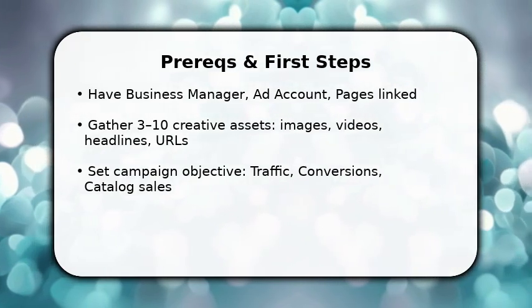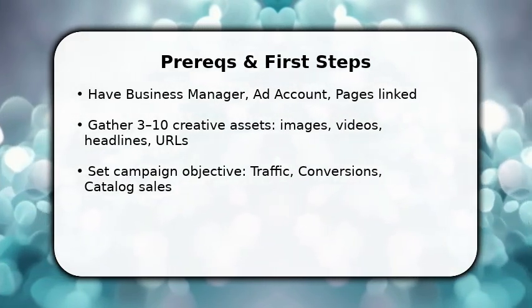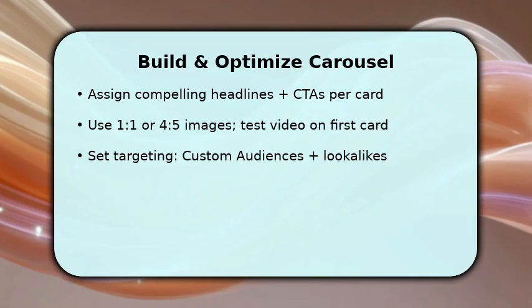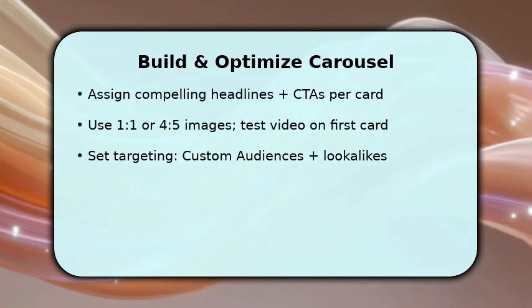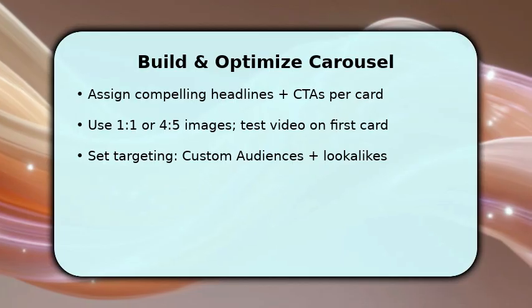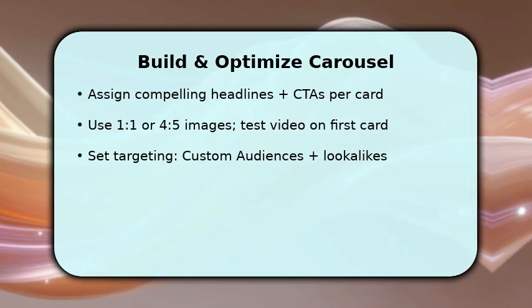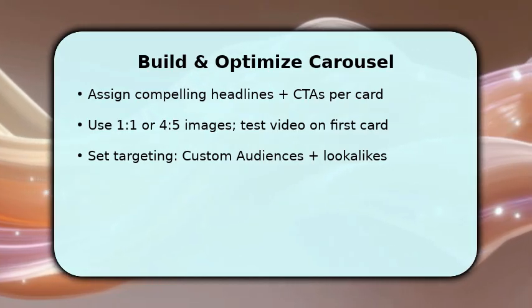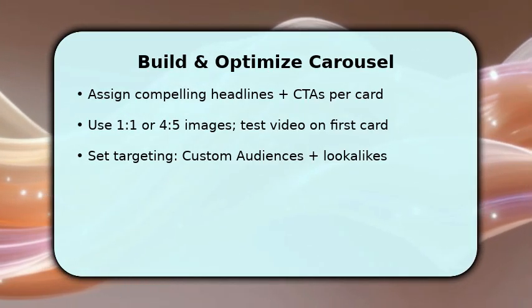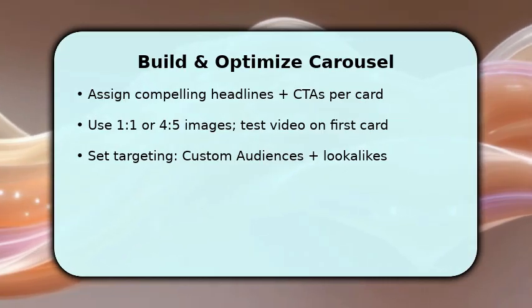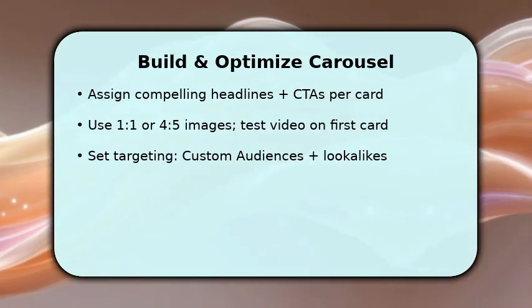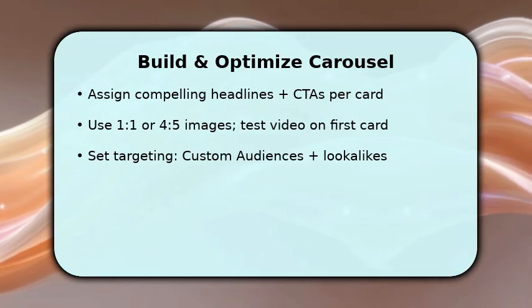Now focus on detailed execution. Design each carousel card with a clear headline, concise description, and a distinct CTA to guide clicks. Use recommended aspect ratios, square or vertical, so creative isn't cropped, and consider putting a short video on the first card to boost engagement. Then layer targeting: custom audiences, interest filters, and 1% to 5% lookalikes, and set placements.